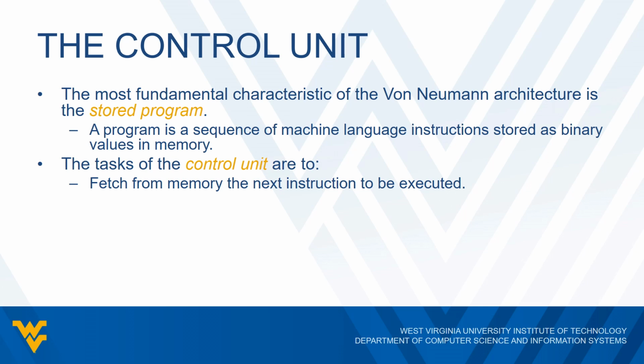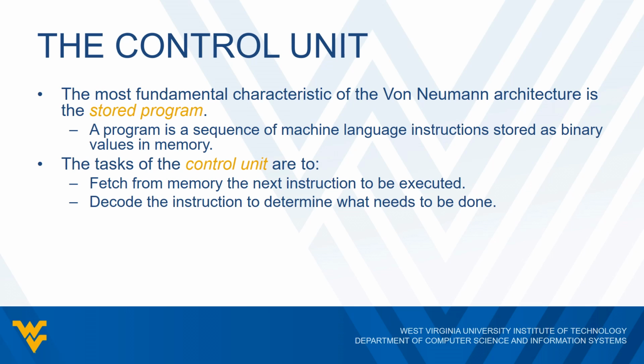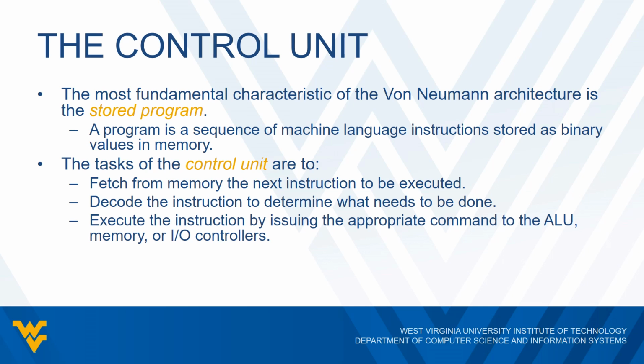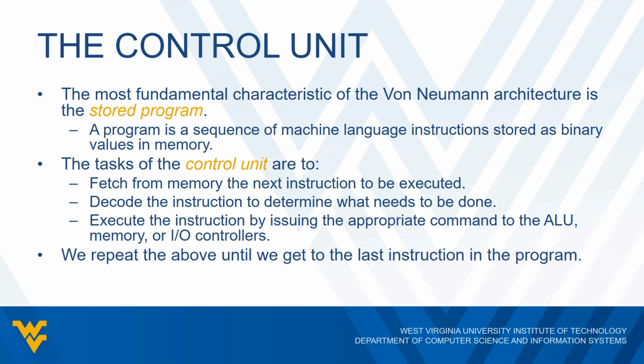This includes fetching from memory the next instruction to be executed. We then need to decode the instruction, which means determining what it is that we're actually going to do. What is this instruction telling us to do? And then finally, we need to execute the instruction. We do this by issuing the appropriate command to the ALU, the memory, or the I/O controllers, or some combination of the three. And then we just repeat these three steps over and over until we reach the last instruction in the program. And this last instruction is usually something along the lines of halt, stop, or quit.